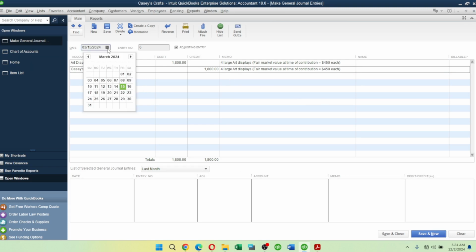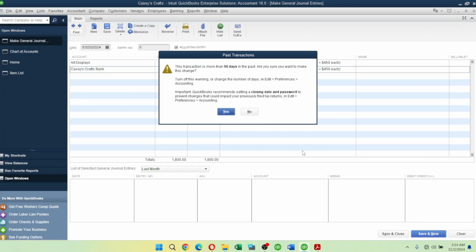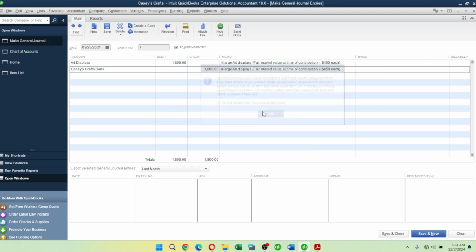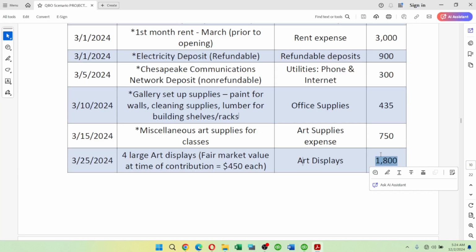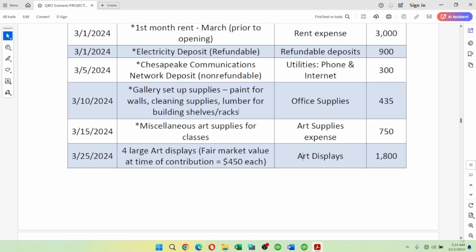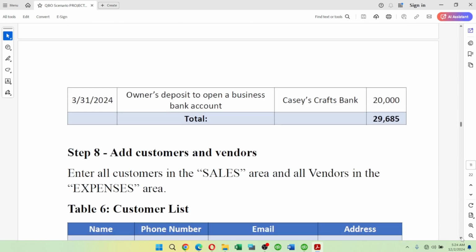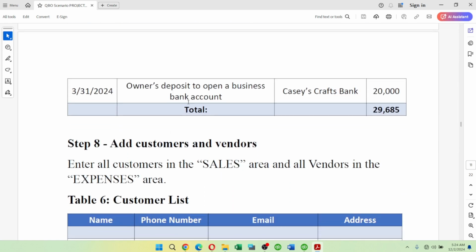The date is 25th March. Date is very, very important. Always pay attention to dates. Let's go down and see what we have. Yeah, we have owner's deposit to open a bank account, 31st March, 20,000.